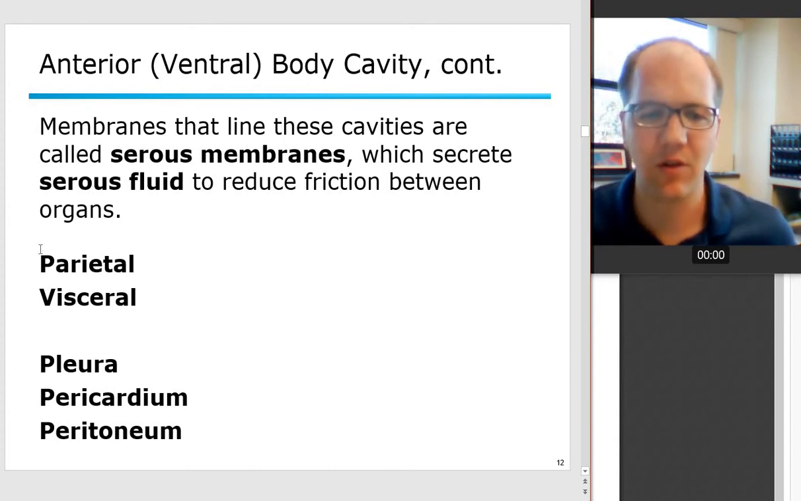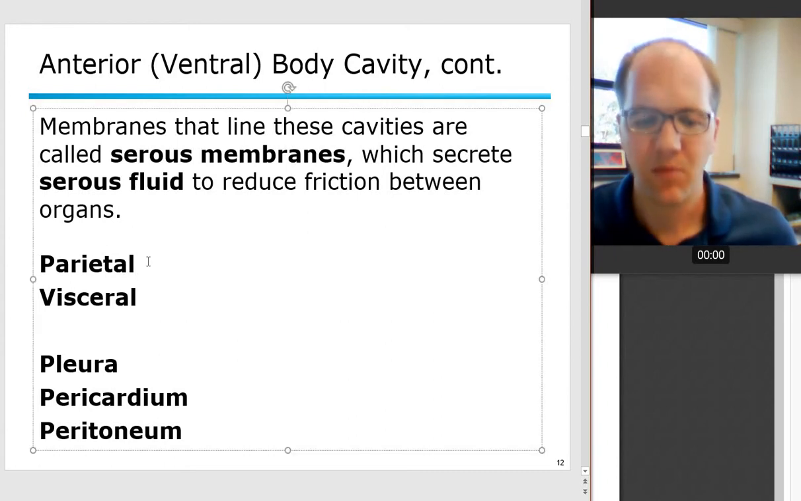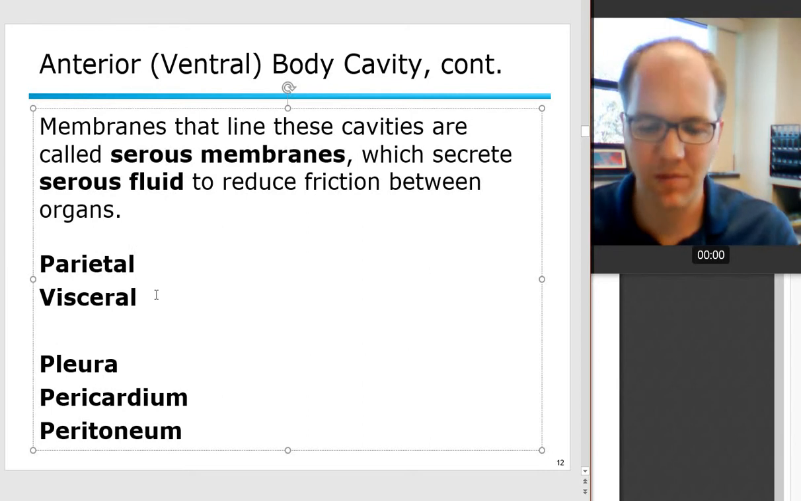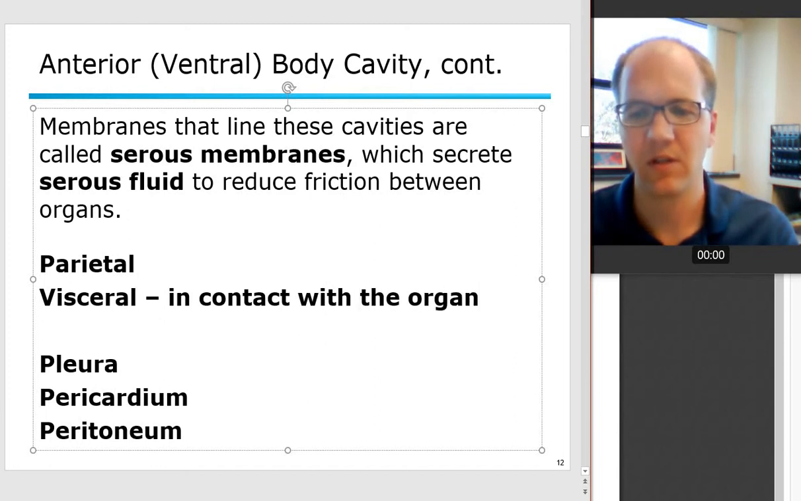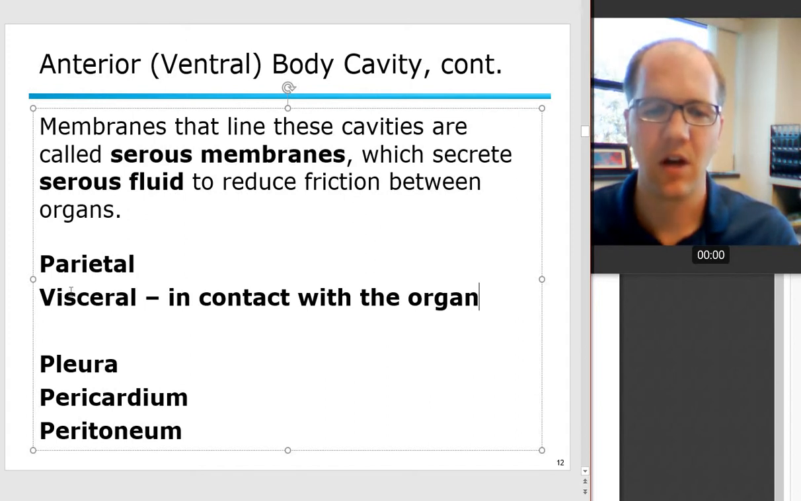We have what's called the parietal membrane and a visceral membrane. Let's start with the visceral. The visceral membrane is in contact with the organ. So for example, around the heart, we have a visceral membrane, and then we have a parietal membrane, which is in contact with the cavity.